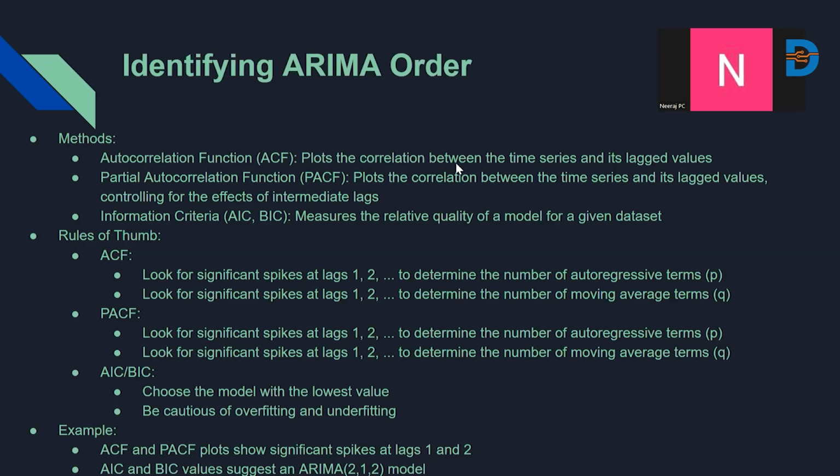ACF plots the correlation between the time series and its lagged values. PACF is similar, but it plots the correlation between the time series and its lagged values, controlling for the effects of intermediate lags. And AIC and BIC measure the relative quality of the model.